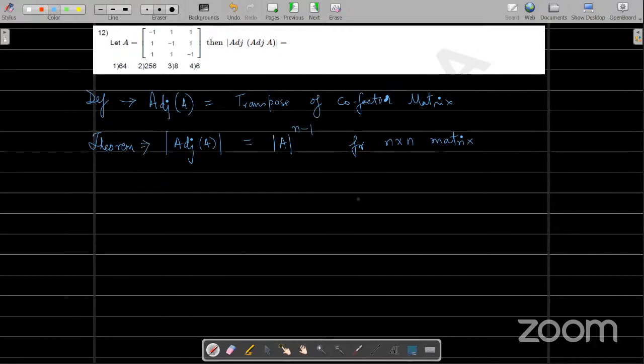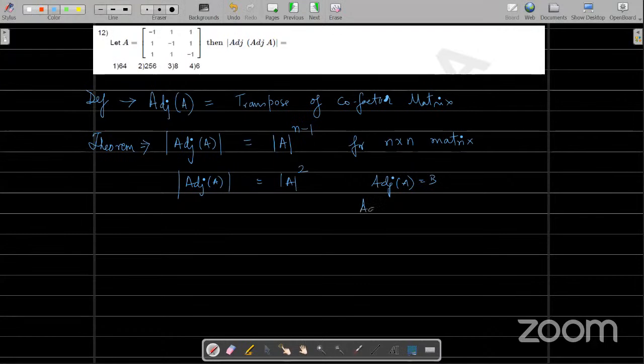Okay, so now in our case, we have a matrix A which is 3 by 3. So therefore, the determinant of the adjoint of A here is determinant of A to the power of 3 minus 1, which is 2, right? Now look at this, adjoint of A. So let's say adjoint of A is some matrix B, right? So let adjoint of A be equal to B.